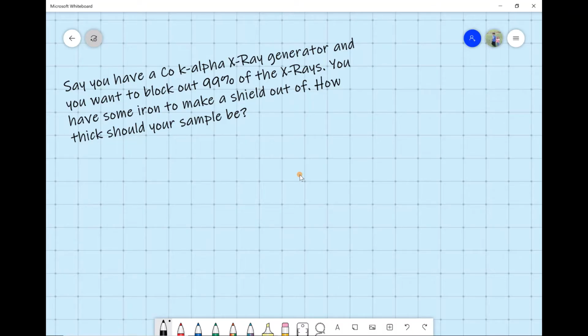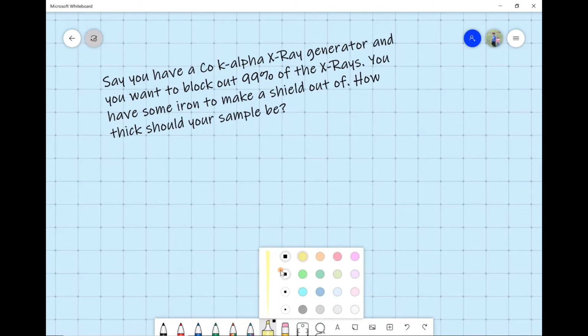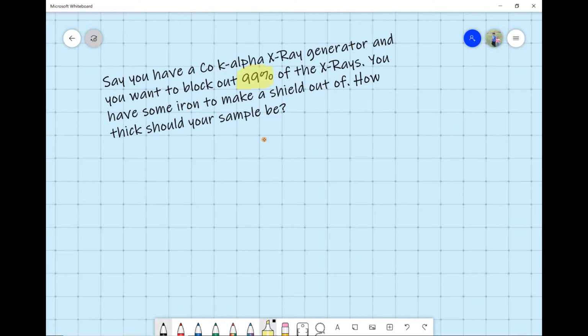All right, so I have a problem we're going to work through, and I'll read it along with you. So say you have an X-ray generator and you want to block out 99% of the X-rays. So you want to shield yourself pretty well. And so let me use my highlighter here. So 99% of the X-rays. You have some iron and you want to make a shield out of this iron. And how thick should your sample be? And so we're going to use the Beer-Lambert law.